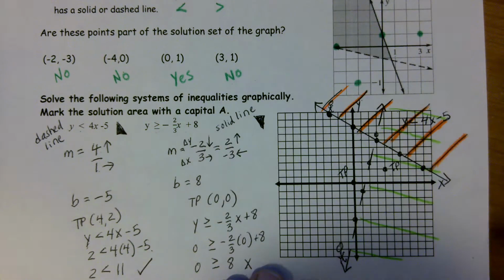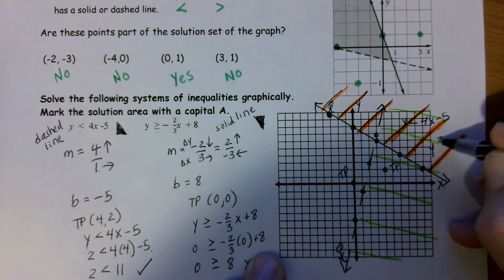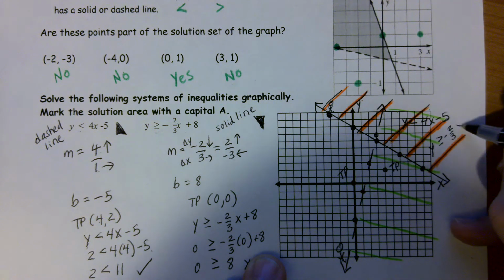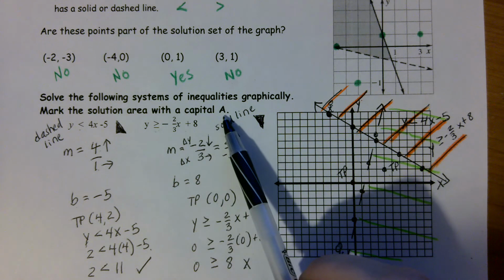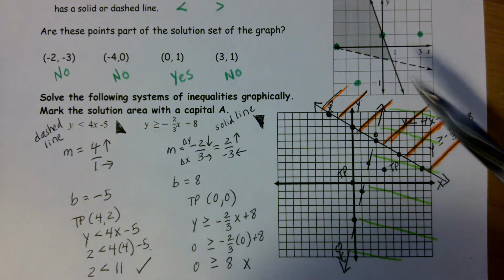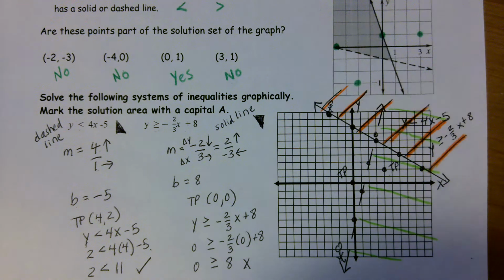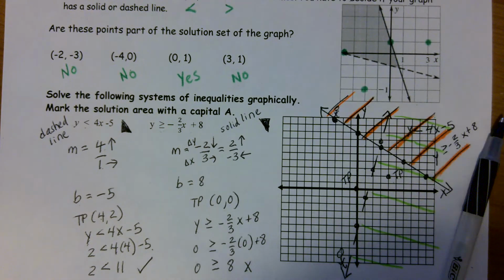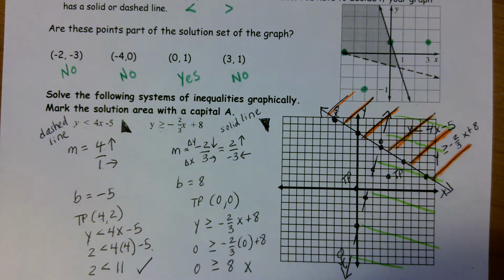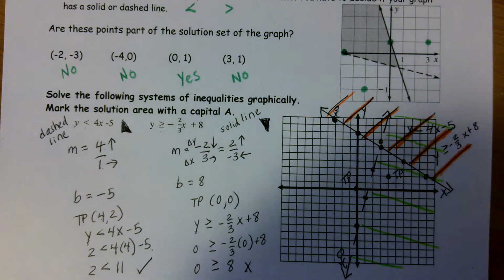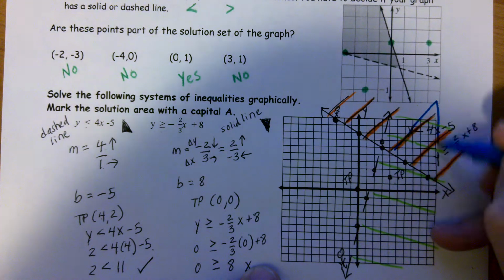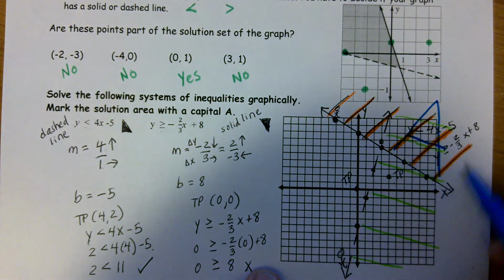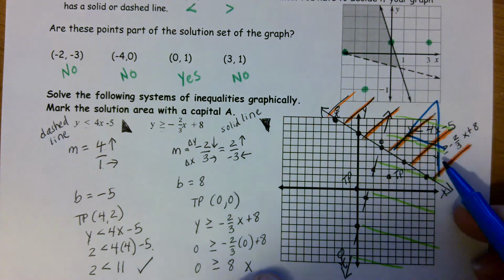I'm going to write my inequality in the shaded region. And I'm going to mark the solution area with a capital A. So I look where this shaded part intersects with this shaded part. Okay, and the capital A, in a different color, is right here. This is my shaded region, my intersecting region for both.